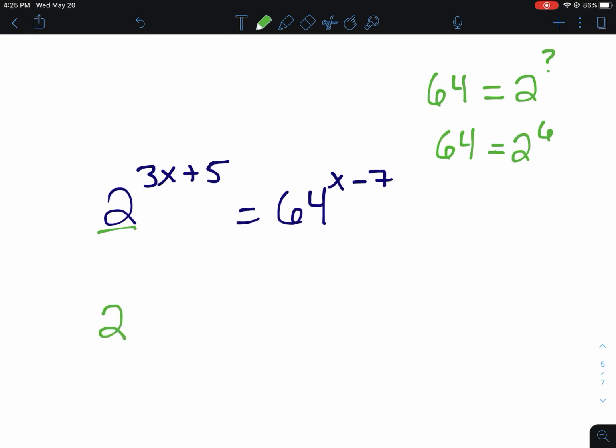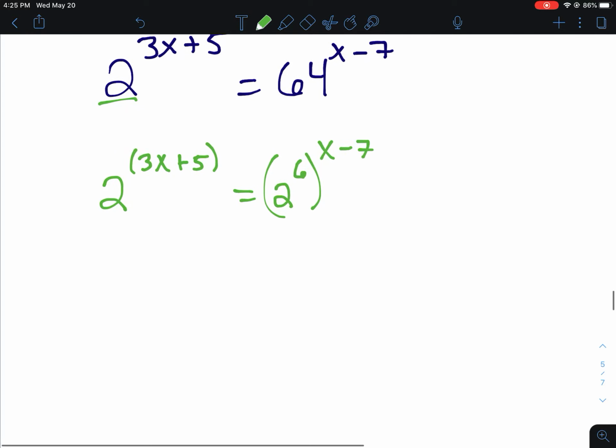So I'm going to rewrite this as 2 to the 3x plus 5. And then I'm rewriting 64 as 2 to the 6th, to the x minus 7. Okay? So think back to your exponent rules. What do I do when I have a power raised to another power? Well, I need to multiply them. And so that really means I'm distributing.